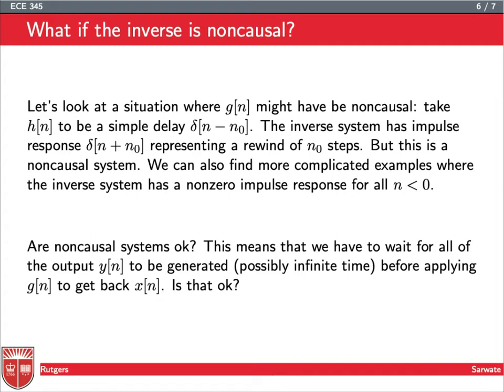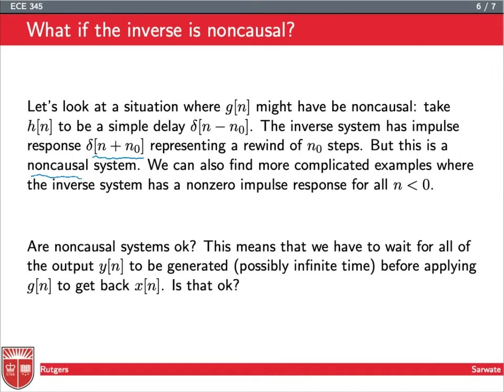So another thing that can happen is, we saw before in the example that it was stable and causal, but you could also have a situation where the inverse is non-causal. The simplest example of this is if h is a delay by n0. That has impulse response delta of n minus n0. And the inverse system is just a rewind of n0, so delta of n plus n0. That's the impulse response of the inverse system. But this inverse system is non-causal.